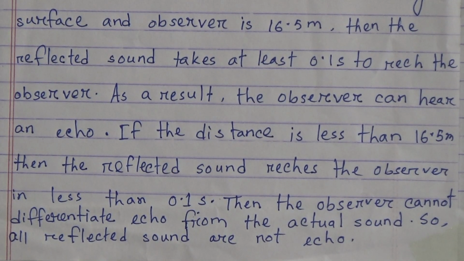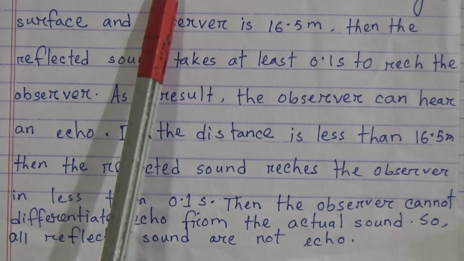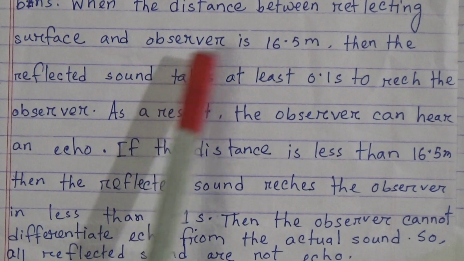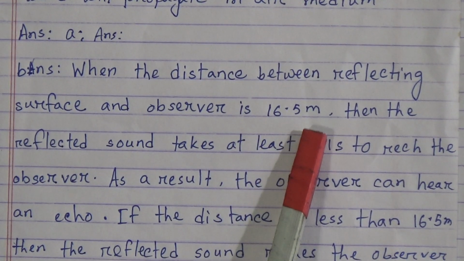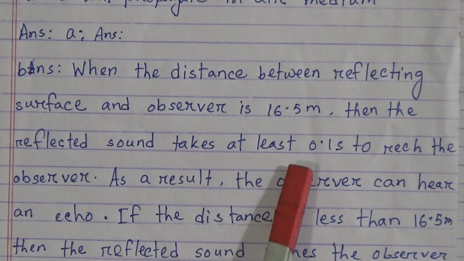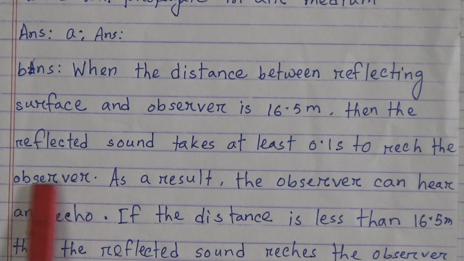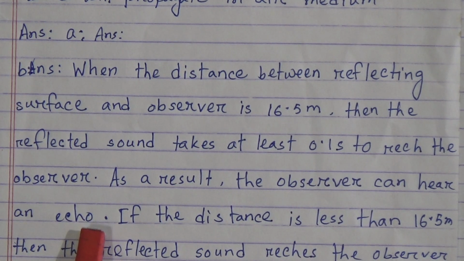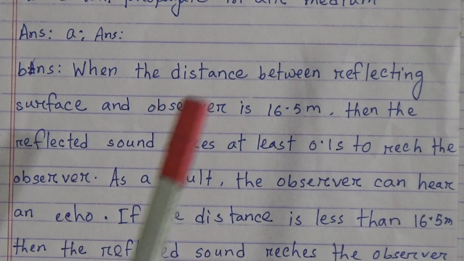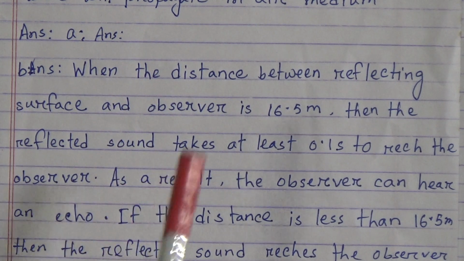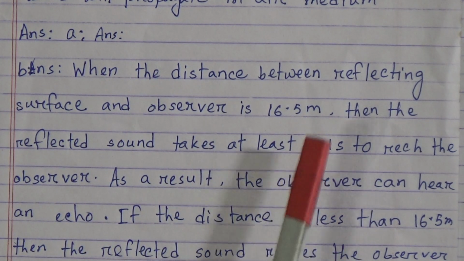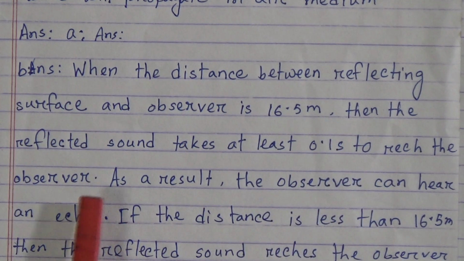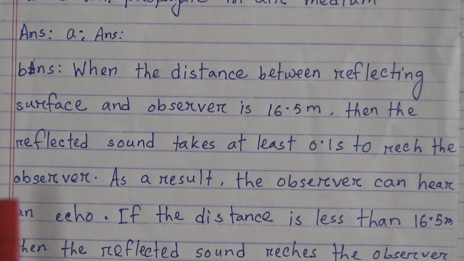My dear students, I am repeating this question's answer again. When the distance between the reflecting surface and the observer is 16.5 meter, then the reflected sound takes at least 0.1 second to reach the observer. That means if the distance is 16.5 meter and the minimum time for an echo is 0.1 second, then we can hear an echo. As a result, the observer can hear an echo.